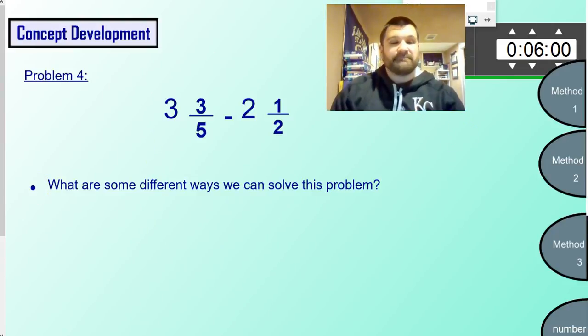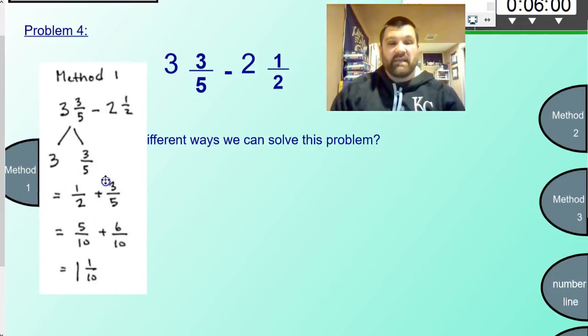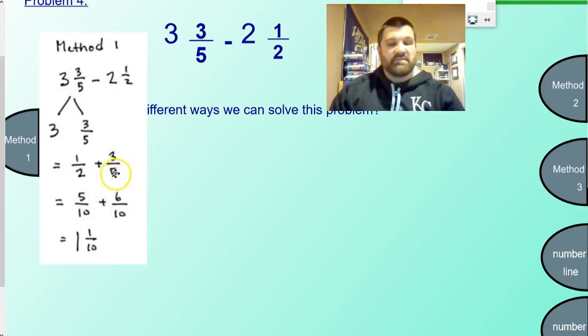Okay, so you're good. So one way that we did it, again, we could have taken that 3 out, and we'd have 3 3/5, and then we would take the 2 1/2 away from that, and you're left with 1/2. Add 3/5, and then make your denominators the same, and then you add, and you end up with 1 1/10.